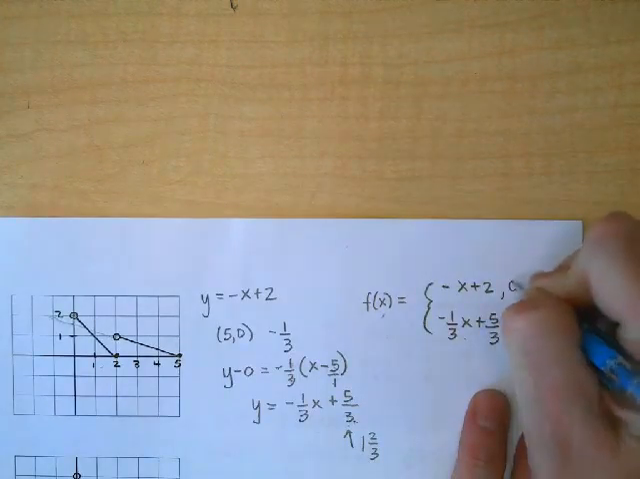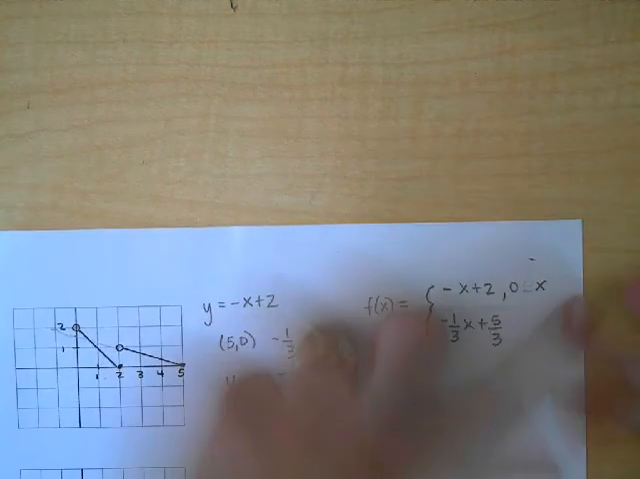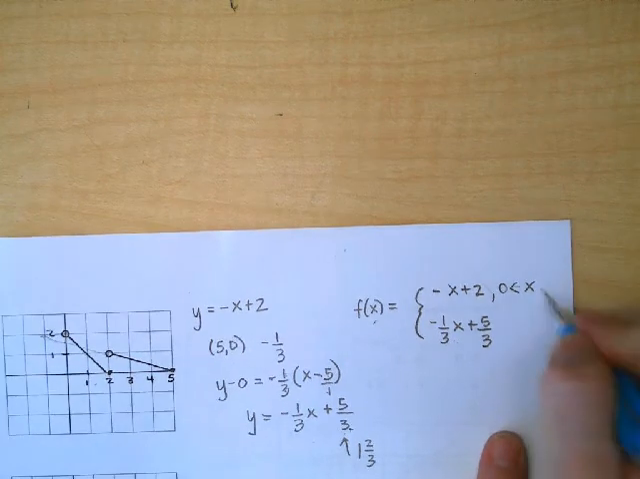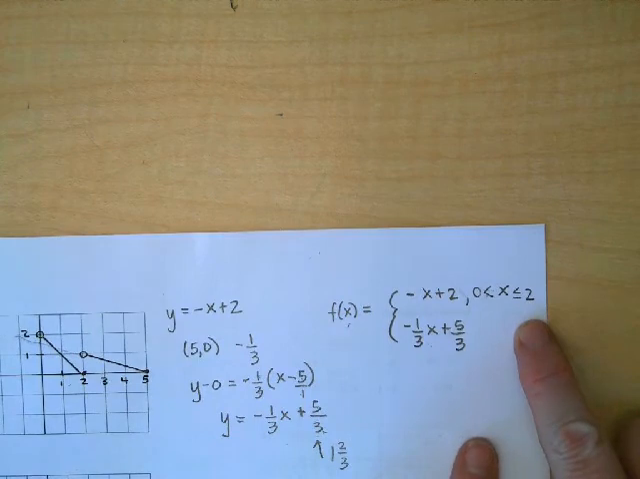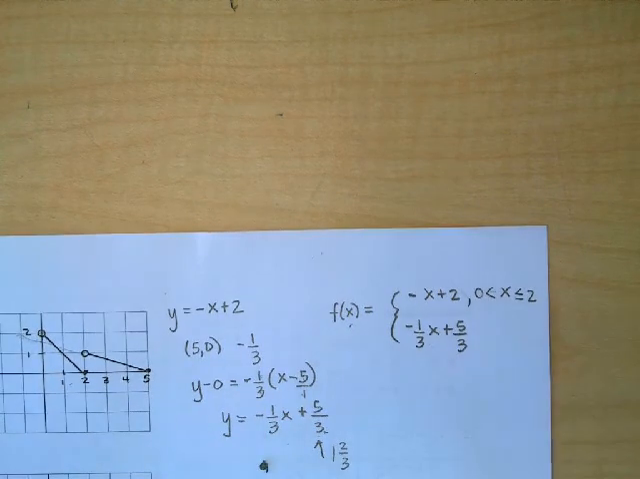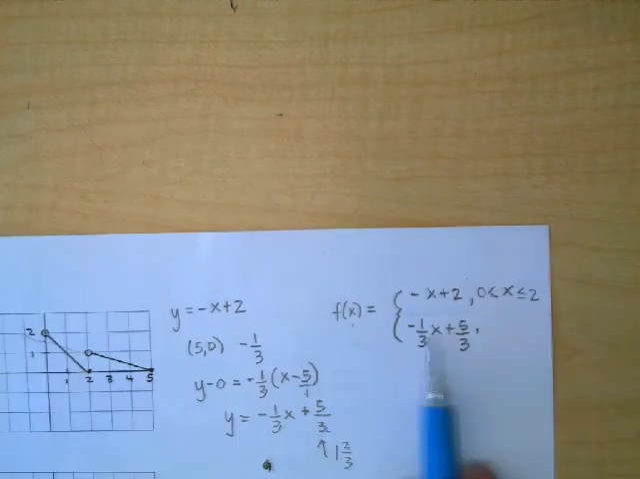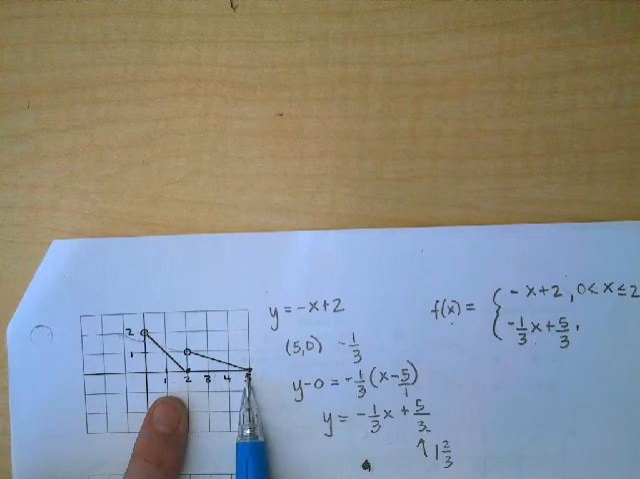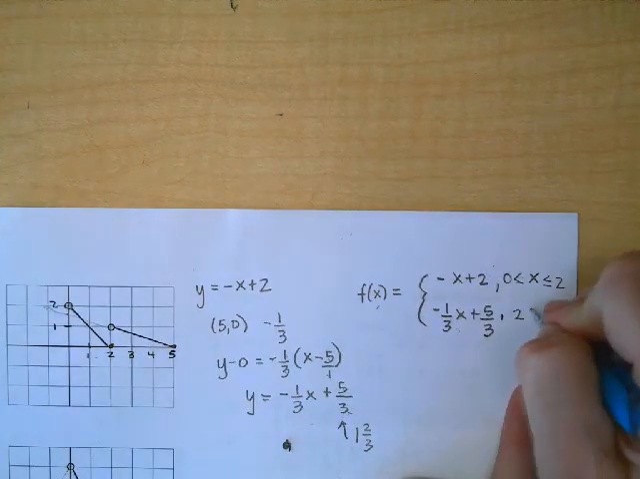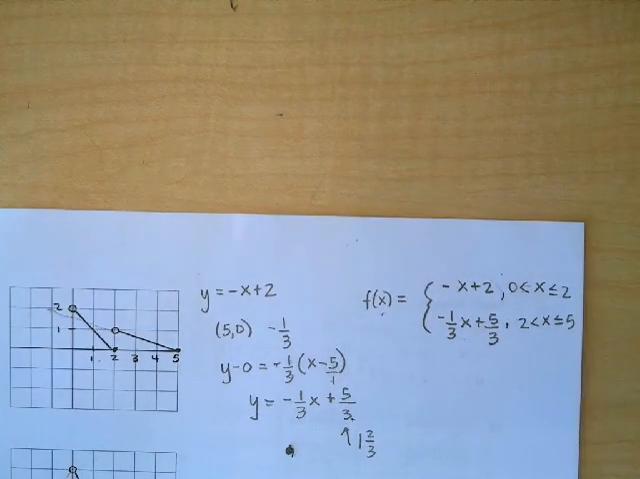So I'm going to say 0 is less than or equal to x. Oops, I just said don't include 0. 0 is less than x, and x is less than or equal to 2. Okay, we never ever use interval notation on a piecewise equation. It's just too confusing to the reader. So always use this notation here. Okay, it's equal to this as long as x is a number from 2 to 5. Don't include 2, but include 5. So 2 is less than x, less than or equal to 5. And there it is.